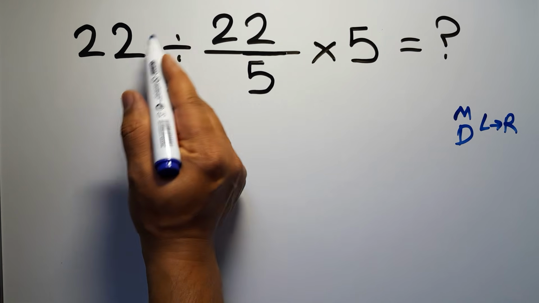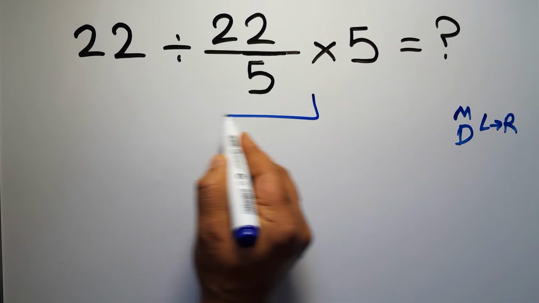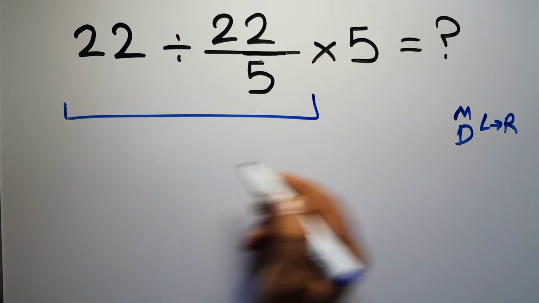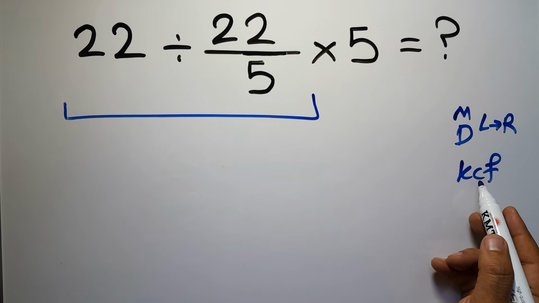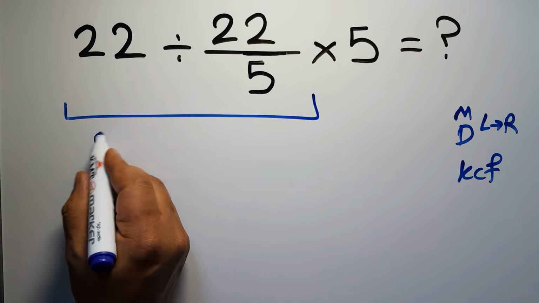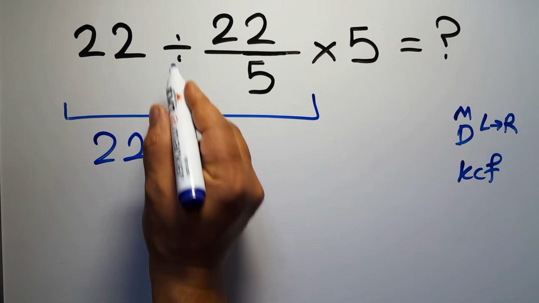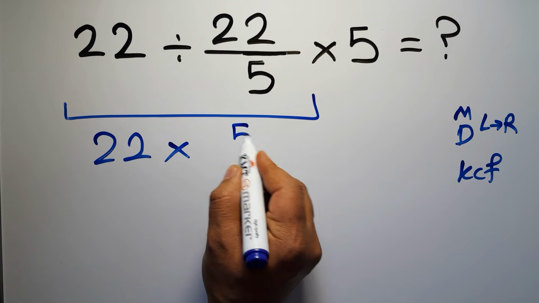So first we have to do this division. 22 divided by 22 over 5. According to the KCF rule, K stands for keep, C stands for change, and F stands for flip. We can write to keep the first fraction, change division to multiplication, and flip the second fraction.